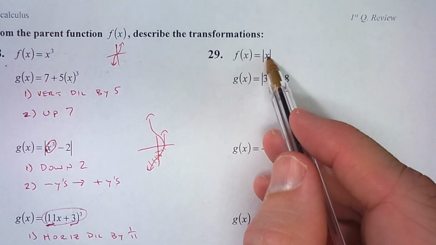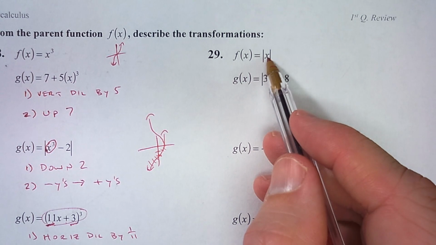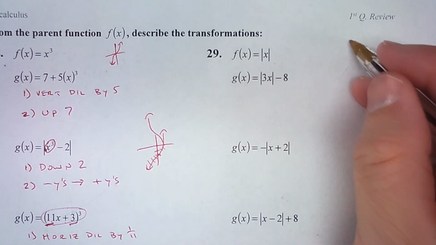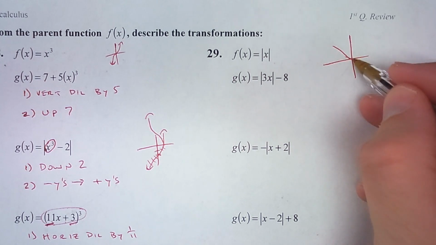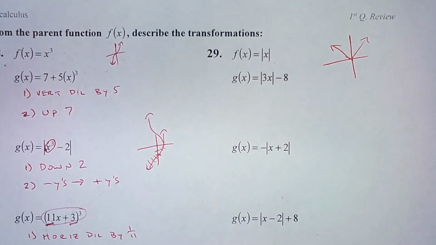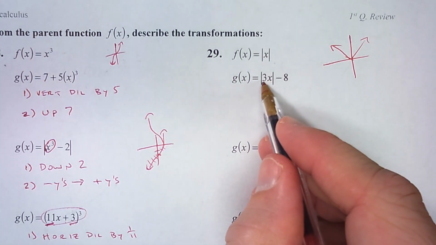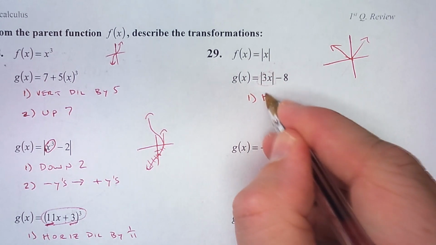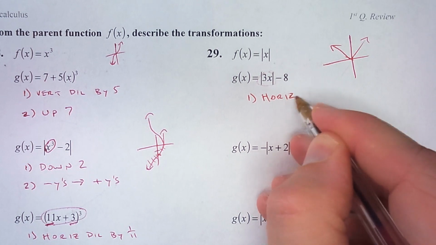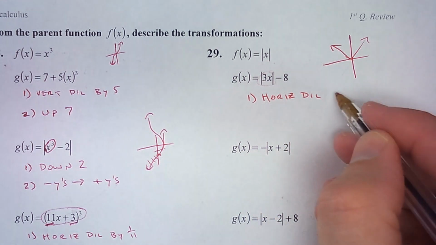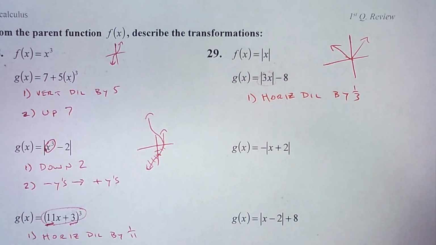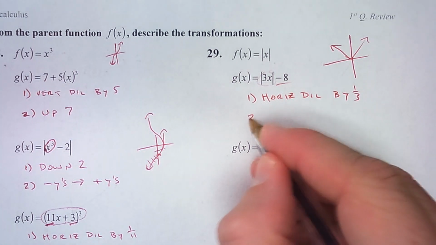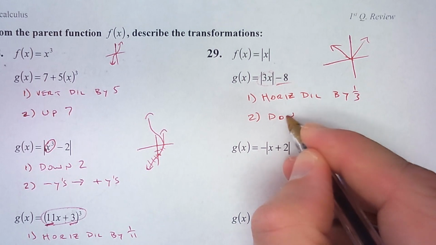This one starts with absolute value. Absolute value this time is not a transformation like it was down here. It is the original function, so it looks about like that. Here inside the function, we're multiplying. There is a horizontal dilation by 1/3. All of the x values get multiplied by 1/3, and then it shifts down 8.